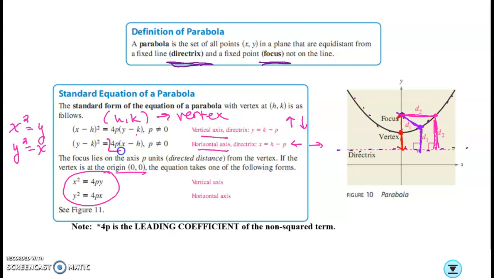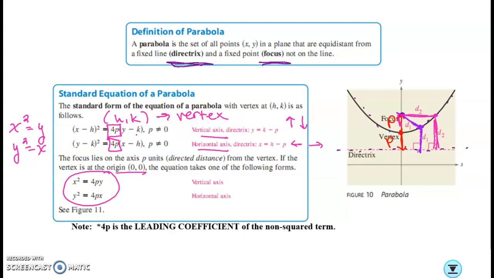And then we have this number sitting out in front of the non-squared term, and this number is going to relate to a variable we call 4p, and p is what gives you the distance from the focus to the directrix through the vertex. So this distance over here, oh, my iPad froze on me. This is p. Let's see if it comes back. Anyway, yep, it came back. Okay, good. So this distance is p and this distance is p, and that's going to help us to graph our parabolas.